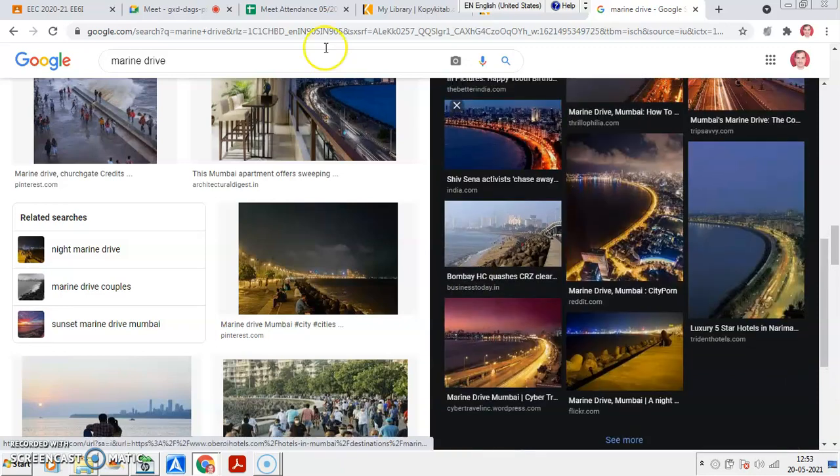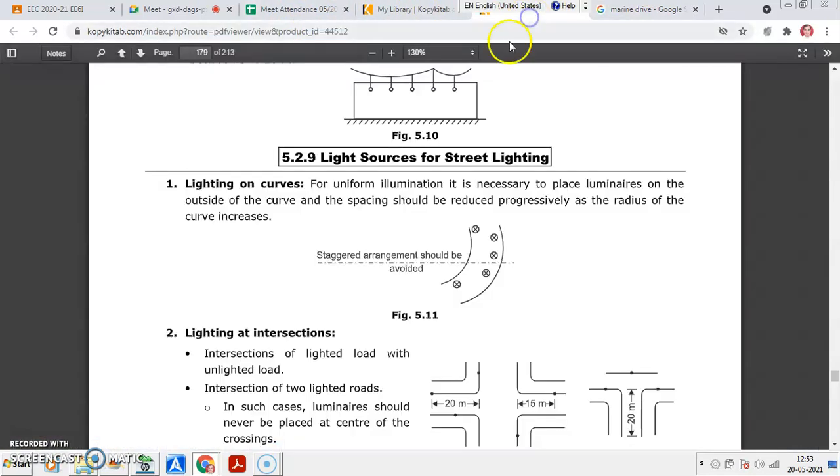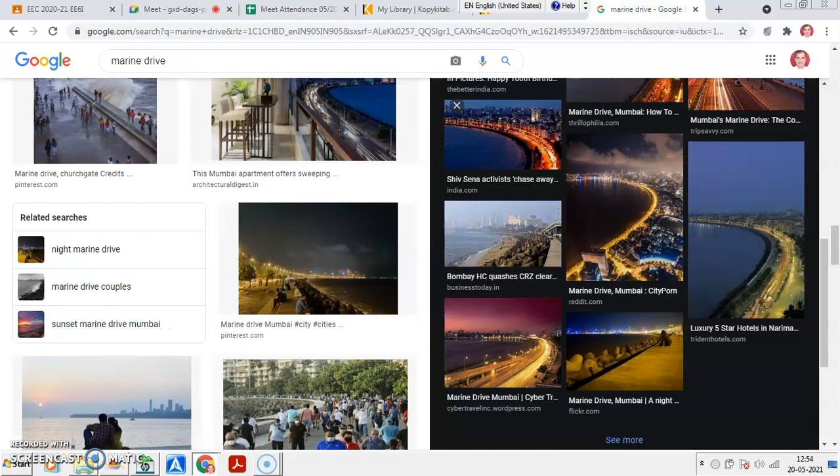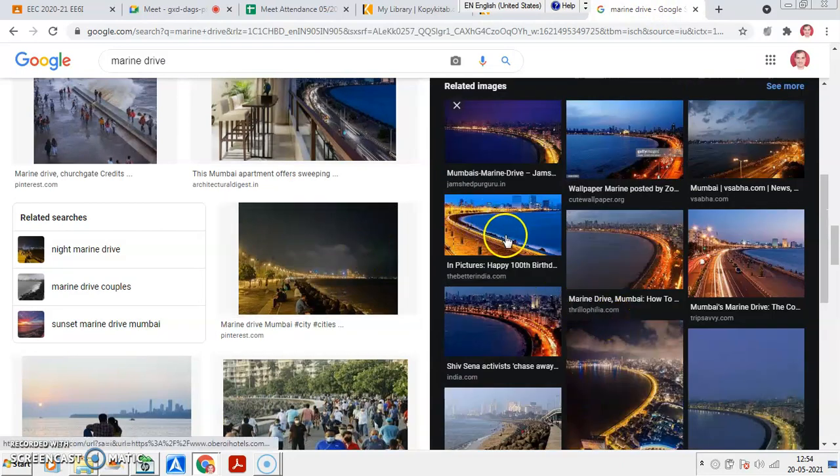So curved arrangement, what do we have? This is curved arrangement. So lighting on curves. For uniform illumination, it is necessary to place luminaires on the outside of the curve, and spacing should be reduced progressively as the radius of the curve decreases. So the staggered arrangement should be avoided in such cases. Okay. So this is an example you can see, especially for curve.